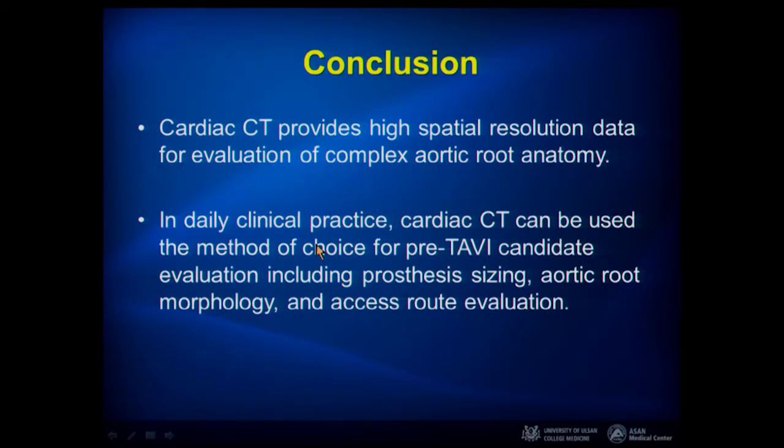Ladies and gentlemen, this is the conclusion of my talk. Cardiac CT provides high spatial resolution data for evaluation of complex aortic root anatomy. In daily clinical practice, cardiac CT can be used as the method of choice for pre-TAVI candidate evaluation, including prosthesis size, aortic root morphology description, and access route evaluation.